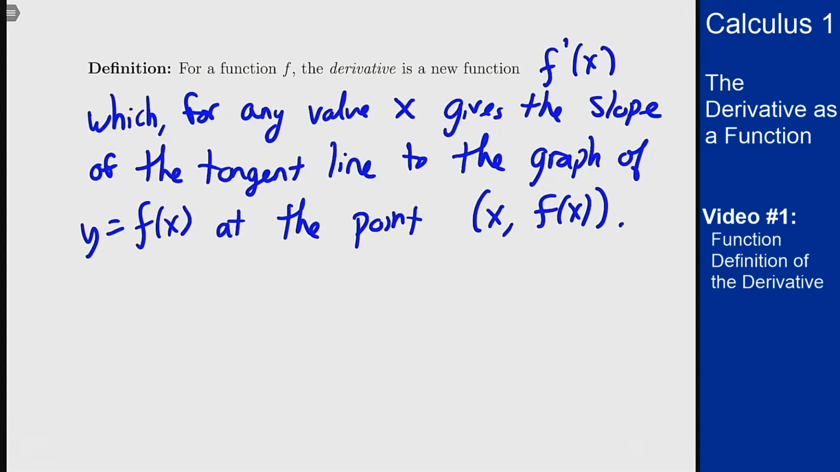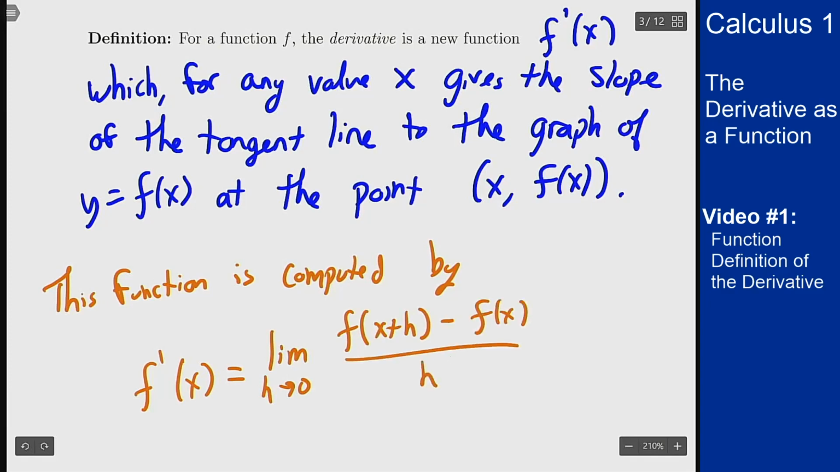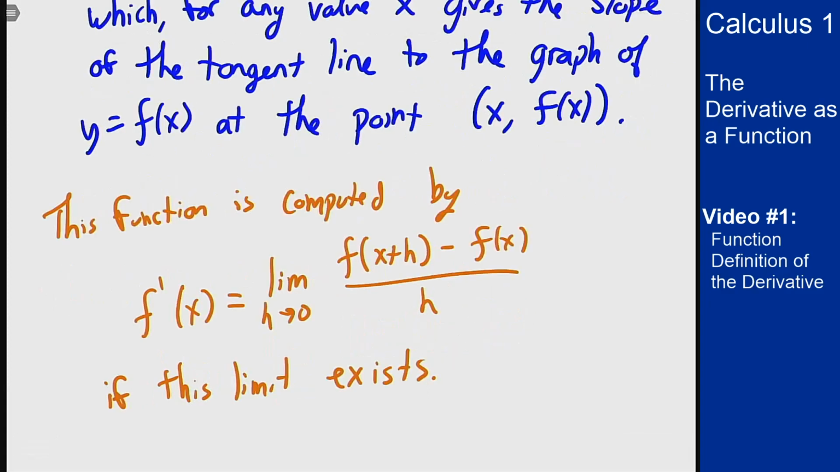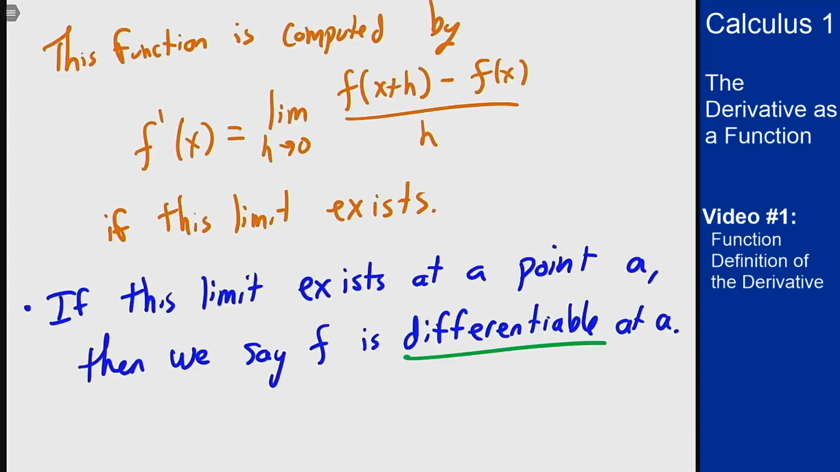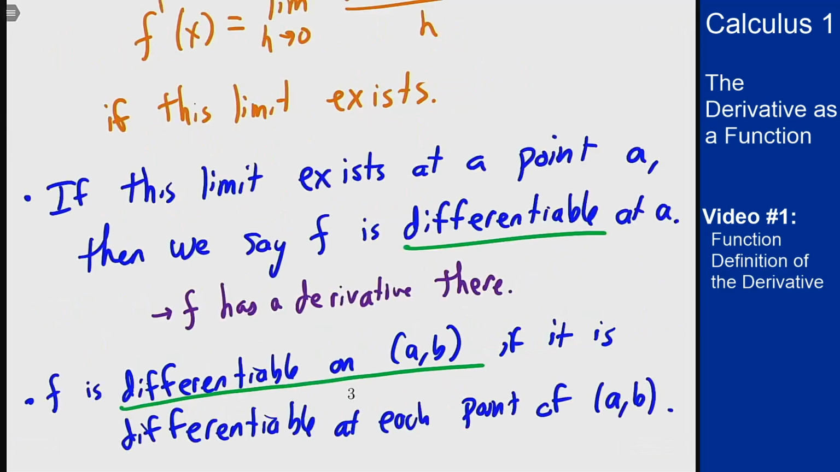This function is computed by the limit we had before. F prime at x is defined to be the limit as h goes to 0, f of x plus h minus f of x all over h, if this limit exists. Now, if this limit exists at a point a, we say this function f is differentiable at a. This basically means the function has a derivative at this point. And then finally, a function is differentiable on an interval if it is differentiable at every point in that interval. So that's our basic idea of what we mean for a function to be differentiable.